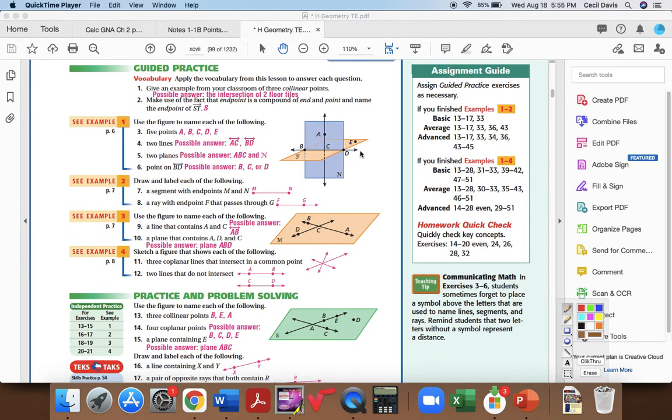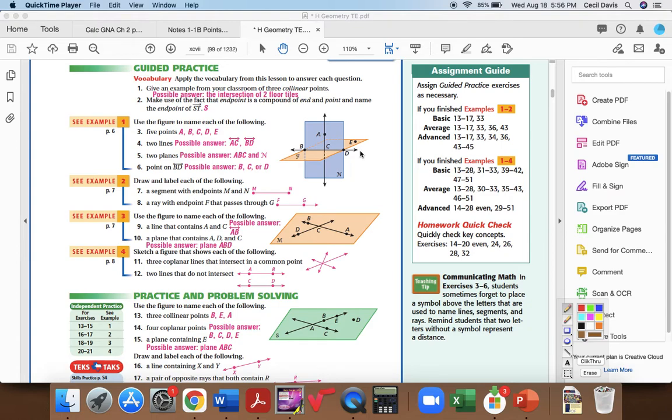Number 1, give an example from your classroom of 3 collinear points. There are a lot of things that you could do for this. One of the ones that I would say would probably be, for example, if you look at the bottom of the desk, the legs, if you do the legs that are on the left side in one of the rows, or the legs that are in the front going across the room, any 3 of those would be collinear because they're all on the same line.